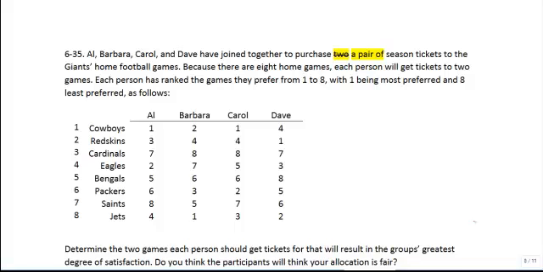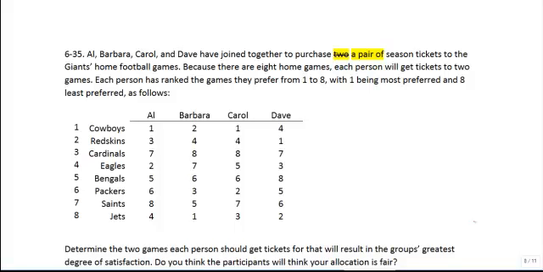If you take a look at the Cowboys game, both Al and Carol have ranked that game number 1. Only one of them is going to be satisfied with that ticket to that game. Barbara has ranked it number 2. Dave is ranked at 4th. Dave will not likely get that particular game, but it is conceivable that Barbara might get the ticket to the Cowboy game if it maximizes the overall satisfaction or ranking.